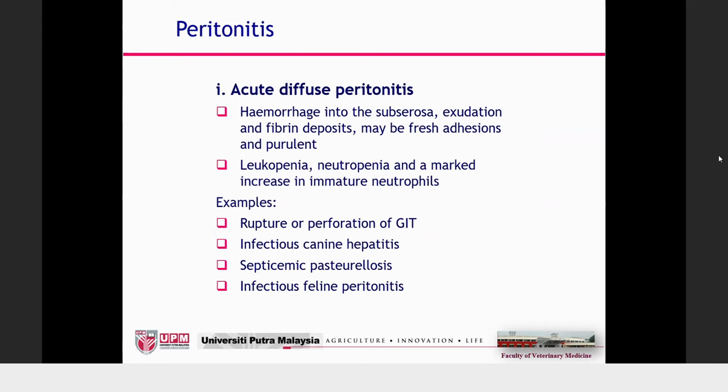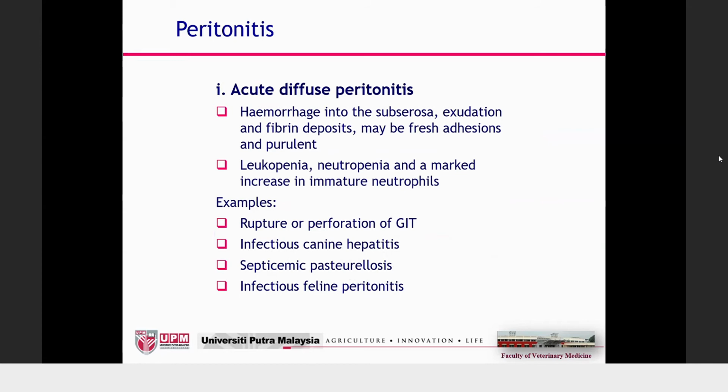So usually in cases of acute diffuse peritonitis, you expect to see hemorrhages in the submucosa, maybe some exudation and fibrin deposit, and maybe also fresh adhesion and pleura. So of course, in this case, it is very simple because you have the hemorrhage there, you have fibrin there. Sometimes you might also see abscesses, or suppurative material. So quite straightforward, isn't it? Because the lesion is there.